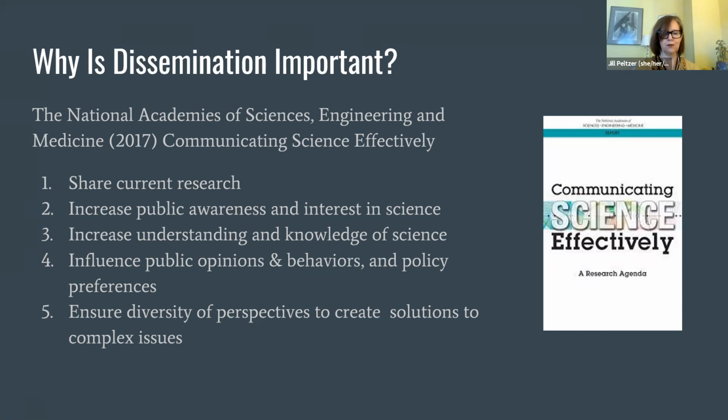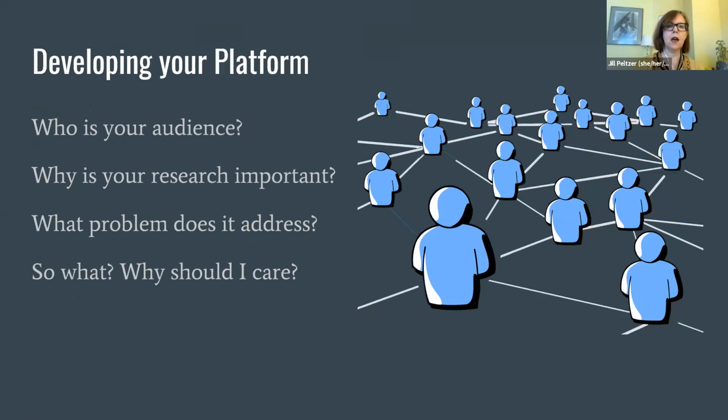Number 4 is to influence public opinions and behaviors and policy preferences. So again, taking our science and using it to impact public perceptions, public behaviors, population behaviors, and to influence policy. And then lastly, to ensure that there is diversity of perspectives to create solutions to complex issues.